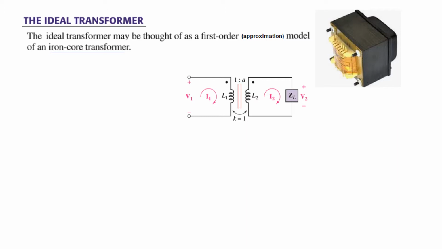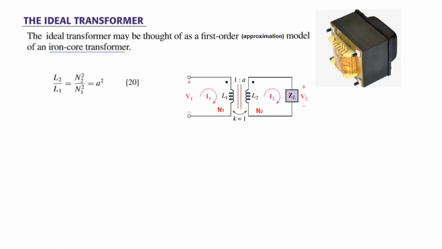So whenever there is a vertical bar, that means it is an iron core, and when the vertical bars are absent, that means it is a paper core or air core. And then the turns of the primary and secondary are represented by the numbers N1 and N2.